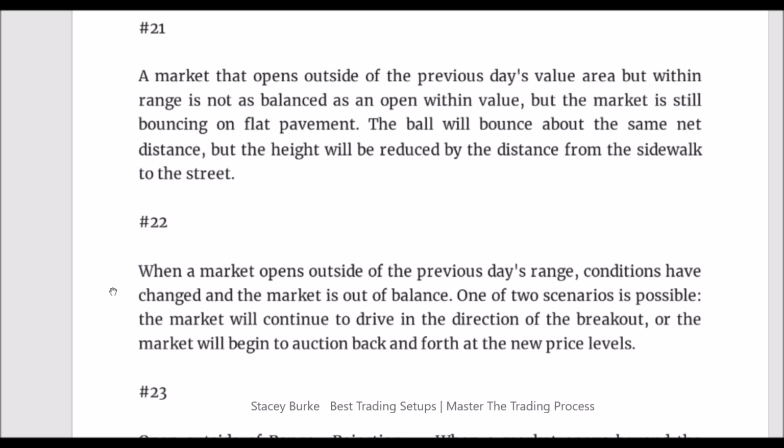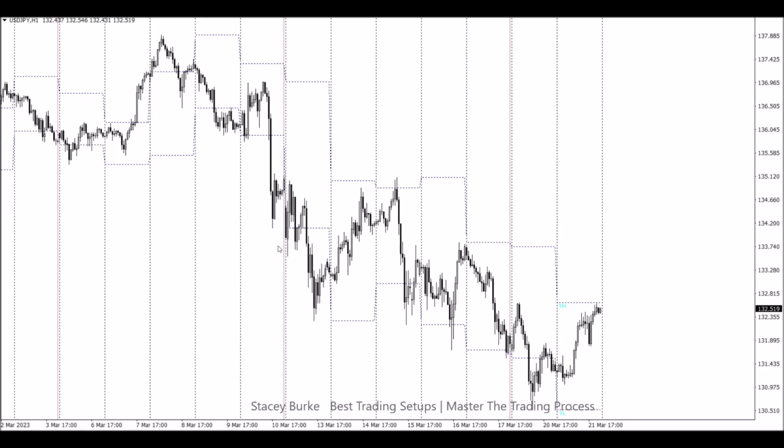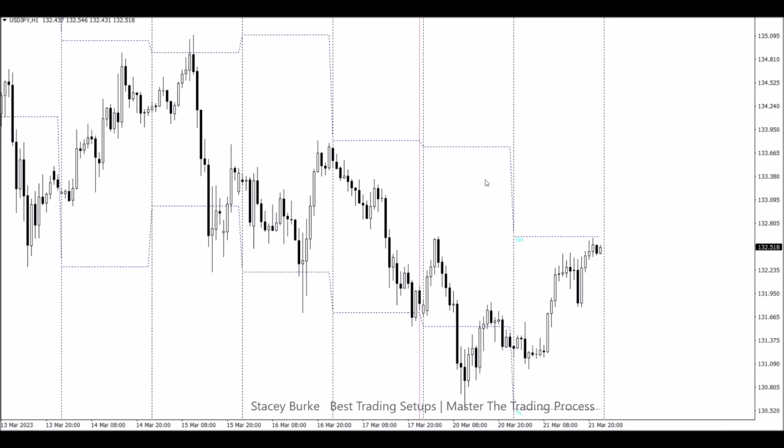So just a reminder, when a market opens outside of the previous day's range, conditions have changed and the market is out of balance. One of two scenarios is possible: the market will continue to drive in the direction of the breakout, or the market will begin to auction back and forth at the new price levels. As I've talked about, you can go back and test this yourself. I always compare the 3 US dollar crosses, the yen, the Swiss franc, and the Canadian dollar, to each other in terms of identifying a potential best trade setup on the day out of one of those pairs.